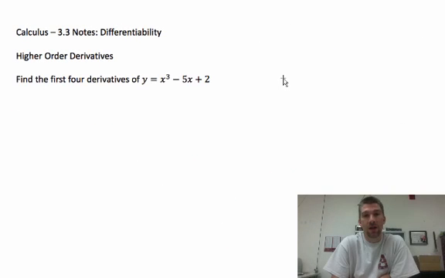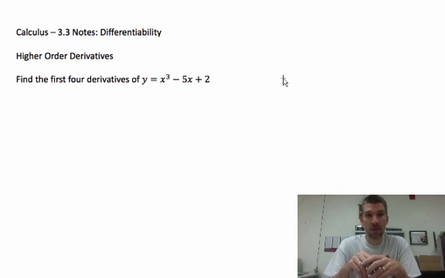Okay, finally the end, the last example problem. Okay, and it's one that's just kind of fun to do. So we're asked to look at some higher order derivatives. What does that mean? Well, we have a function y equals x cubed minus 5x plus 2. Then the question says find the first 4 derivatives.